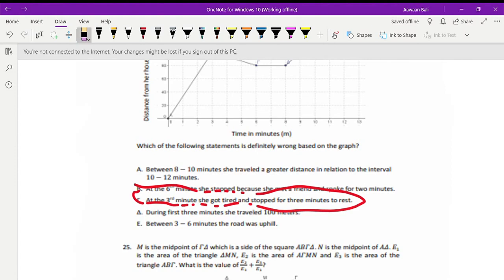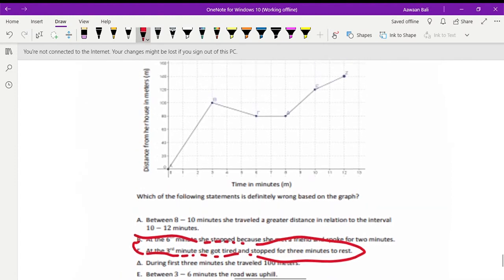I'll explain the others. First, alpha. Between 8 to 10 minutes, she traveled a greater distance in relation to the interval of 10 to 12 minutes. So 8 to 10 is here. Now 8 to 10, she traveled this much. And when we have 10 to 12, she only traveled this much. And this part is definitely bigger than this part. So that means that alpha is correct here.